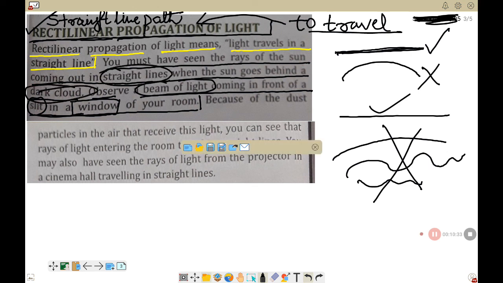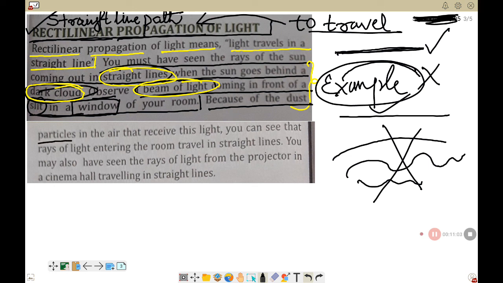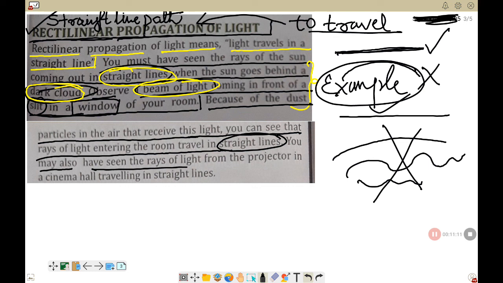So this is how you can frame the things which are given. Here you see that the beam of light, or the light coming from behind the dark clouds, is always in a straight line. These are the examples which show that light travels in a straight path. Now you can continue. Because of the dust particles in the air that receive this light, you can see that the rays of light entering the room travel in a straight line. You may also have seen the rays of light from the projector in the cinema hall traveling in a straight line.